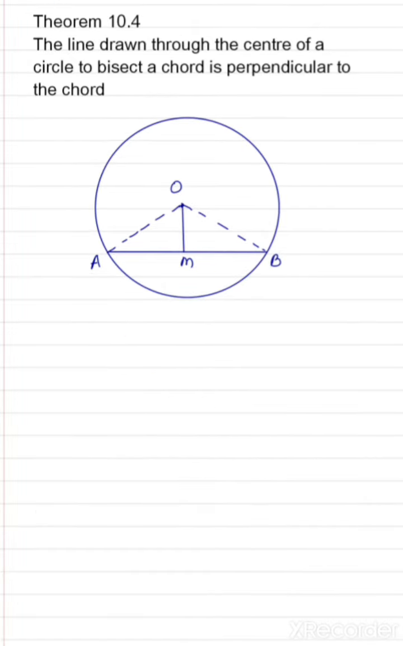Now we come to theorem 10.4. It is the converse of the previous theorem. It says that the line drawn through the center of a circle to bisect a chord is perpendicular to the chord. Now in this theorem you are given that there is a line passing through the center of the circle which is bisecting the chord. That means OM is the bisector of chord AB.